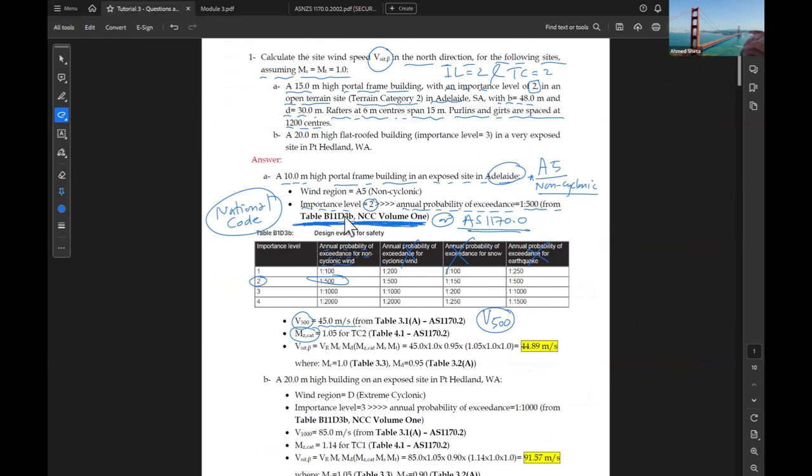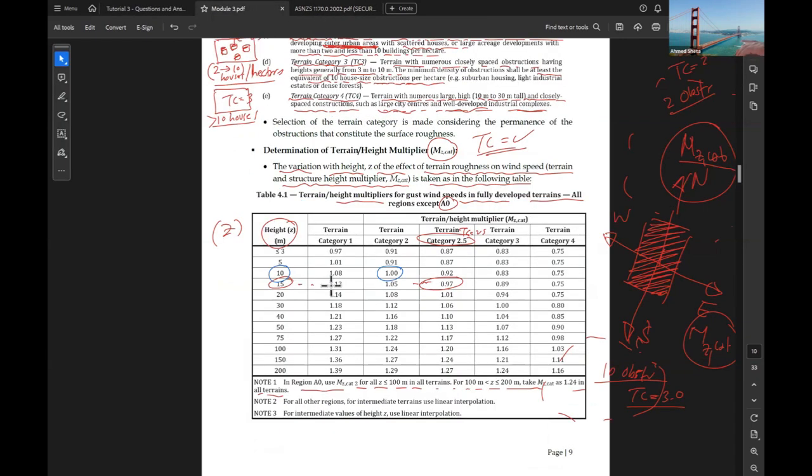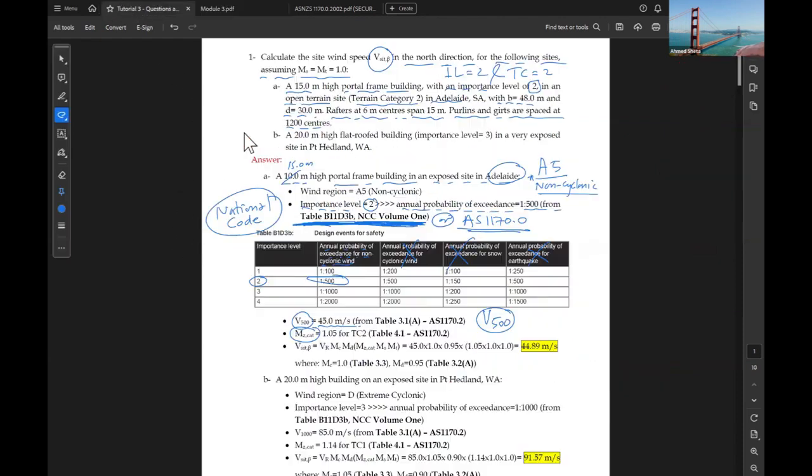Okay. Can you adjust this one, please? I will adjust it and the height is 15, not 10. Okay. So if we look here, how much is the height? 15 meter. So terrain category 2. So how much is the parameter mzcat? 1.05. Okay. So mzcat for this case is 1.05.